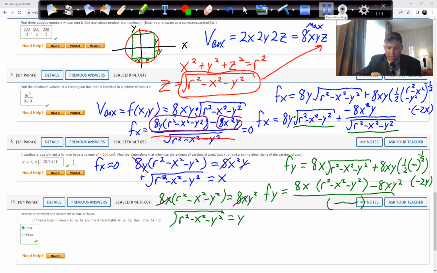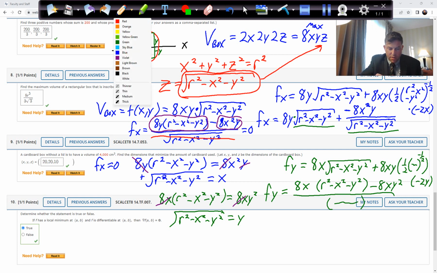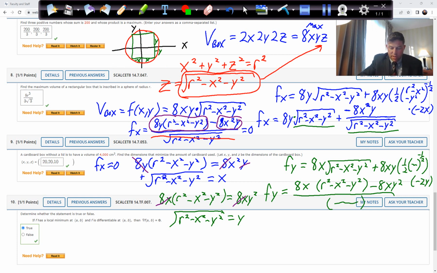Okay, actually, before we plug in, we're going to plug one of these into the other. So let's work from the blue equation. We want to solve for x squared, so we're going to square both sides. We're going to get r squared minus x squared minus y squared equals x squared. Then we're going to add x squared to both sides, and we get r squared minus y squared equals 2x squared.